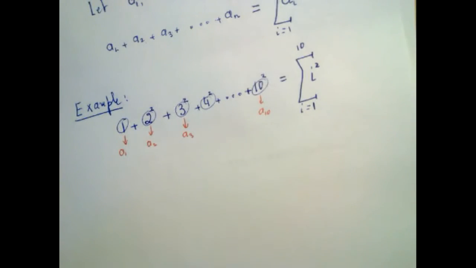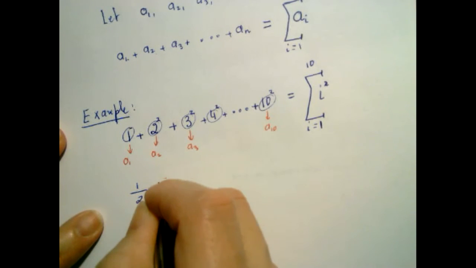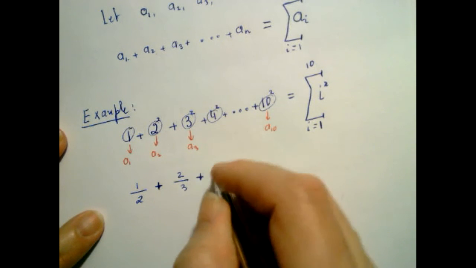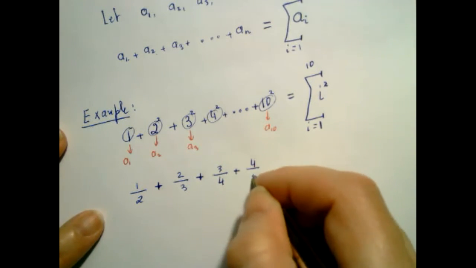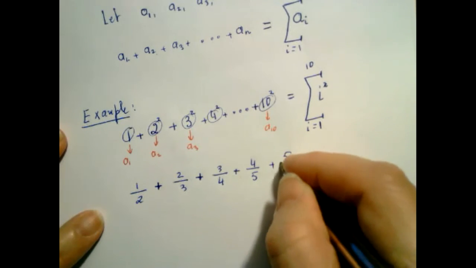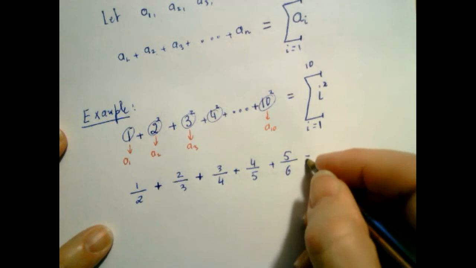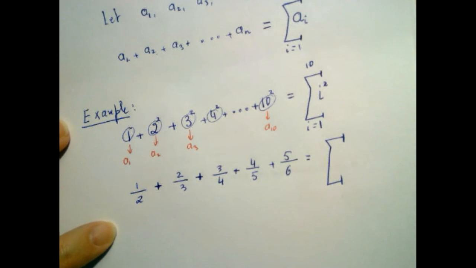Okay, I'll give you a lot of other problems so you will figure it out. So suppose I give you a half plus 2/3 plus 3/4 plus 4/5 plus, let me say, 5/6. I'm going to stop right there. And those have a pattern. And I want you to write this in sigma notation. Okay, how can I write those in sigma notation?